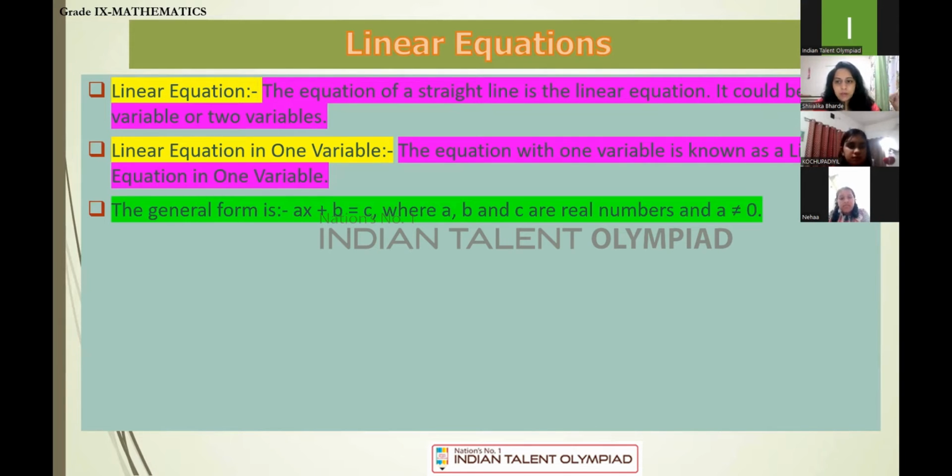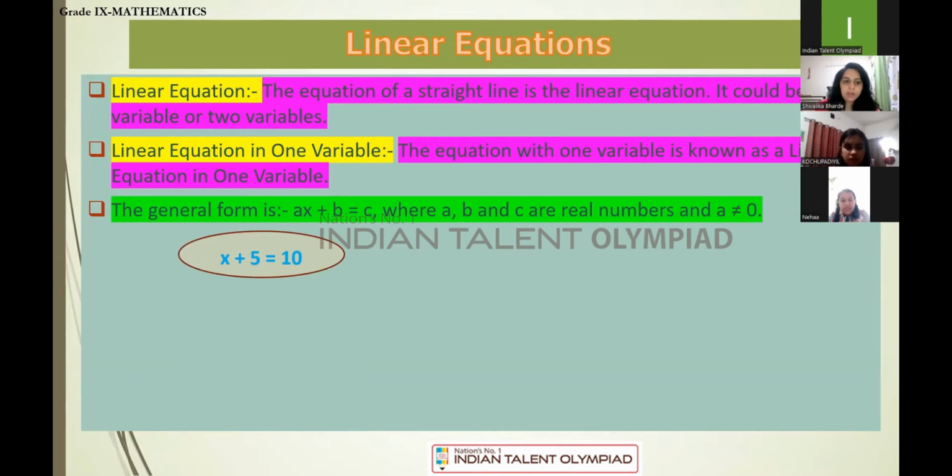This is the general form of your linear equation in one variable: ax plus b is equal to c, where a, b, c are real numbers, and a should not be equal to 0, because if a becomes 0, it will not be a linear equation in one variable. It will become a constant.